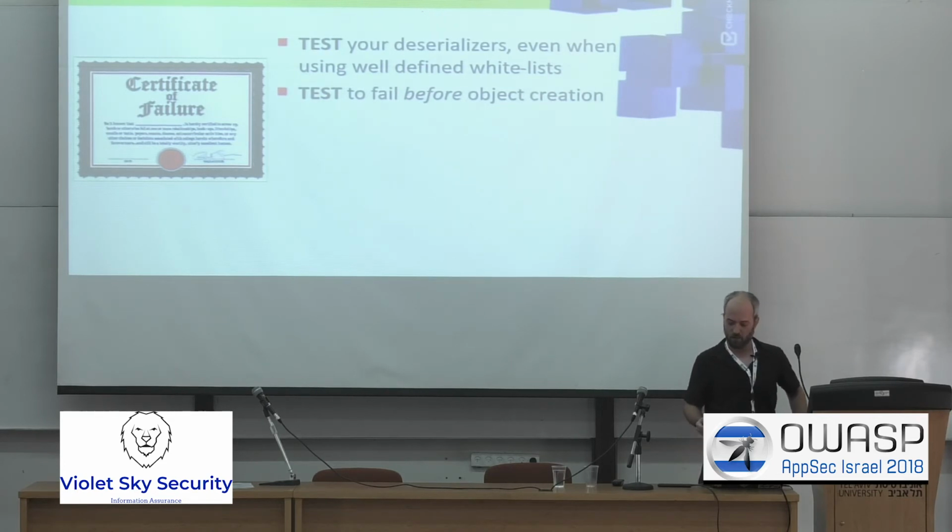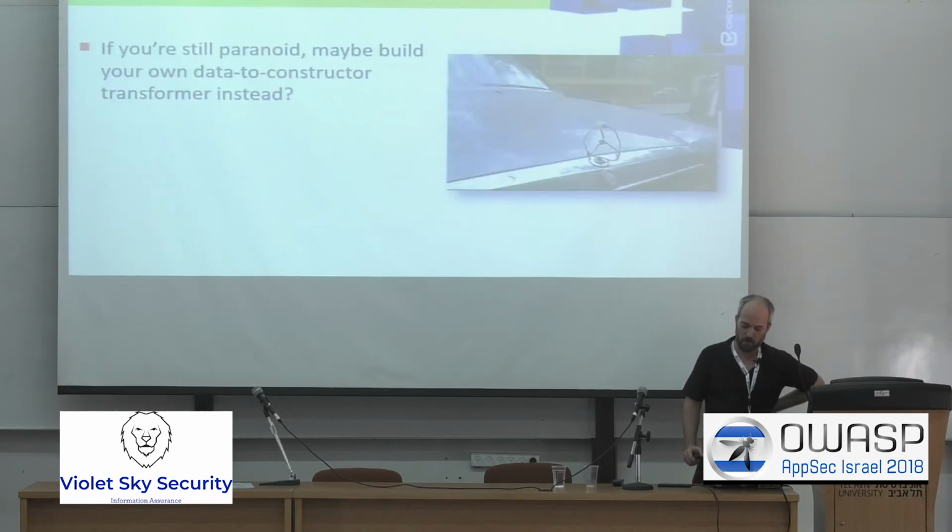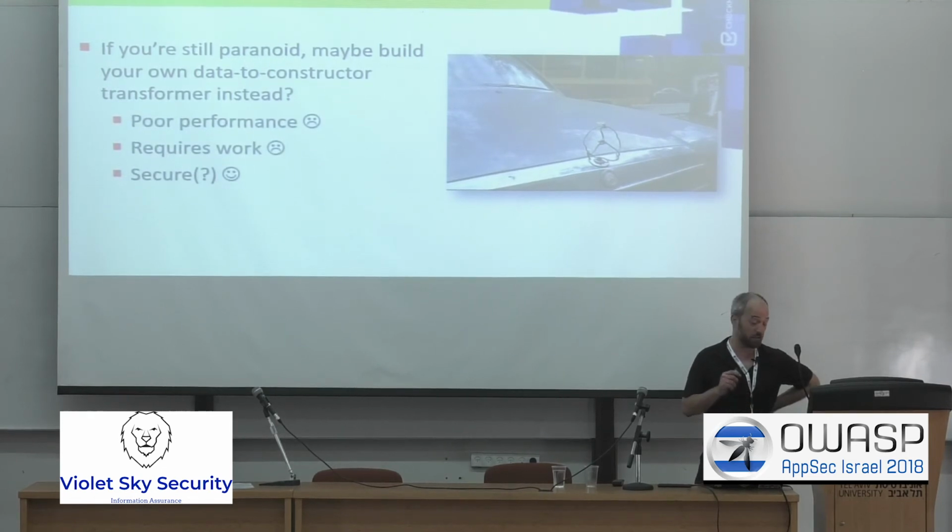And when you control your setters and constructors, always check that your deserializer goes through all that logic. If it doesn't, you're going to have to re-implement it, but you would be wiser for it. And if you're still paranoid, you could try building your own transformer. Just parse the XML, pass it on to a normal XML parser. It's going to have poor performance because serialization is going to be way faster than your code. It requires work for every single type that you work with, and it's only secure if your code is not bad. So that's up to you guys.